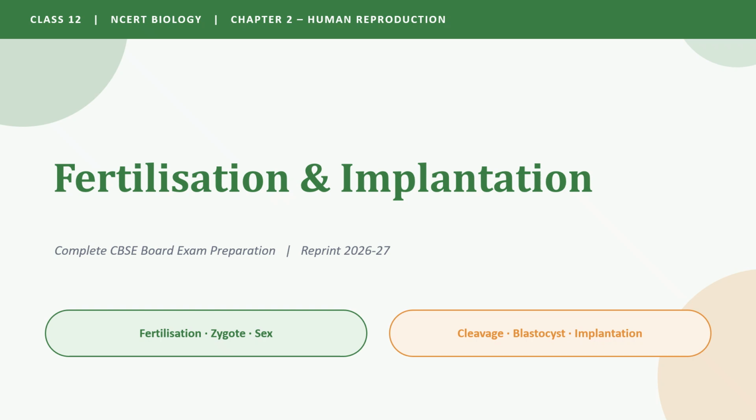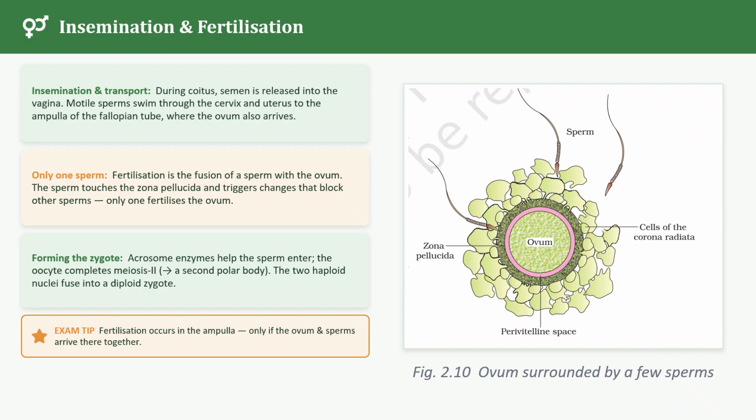Today we are going to see Class 12 Biology Chapter 2 Human Reproduction. In this we are going to see Fertilisation and Implantation. Let's start with the topic, Insemination and Fertilization.